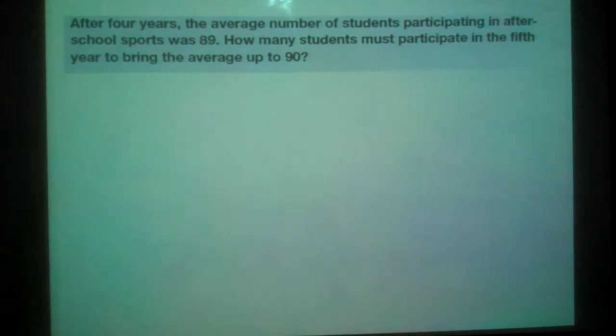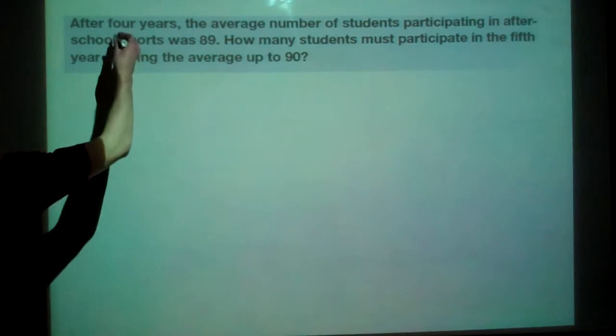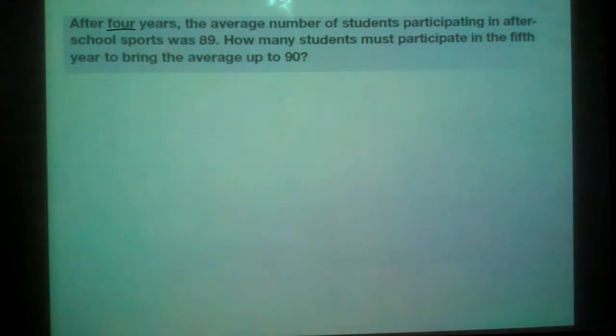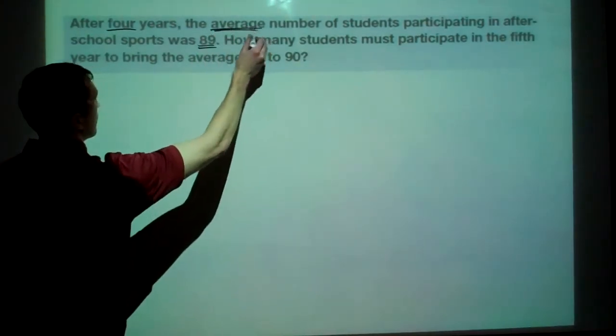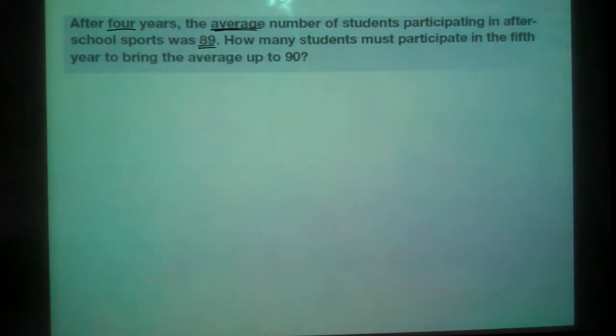Okay. Here's our next one. Kind of similar to the one we just did. After 4 years, the average number of students participating in after-school sports was 89. Okay? So there's our average. Alright? How many students must participate in the 5th year to bring the average up to 90?